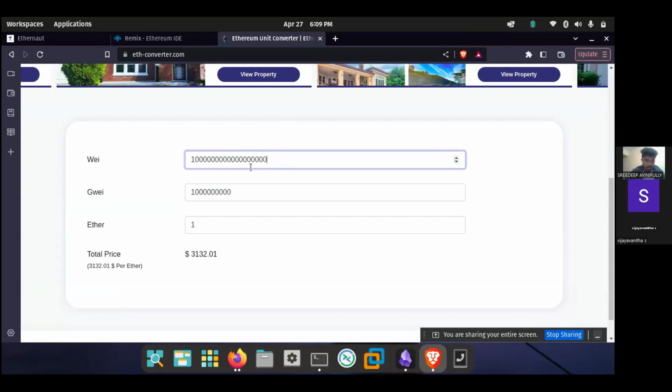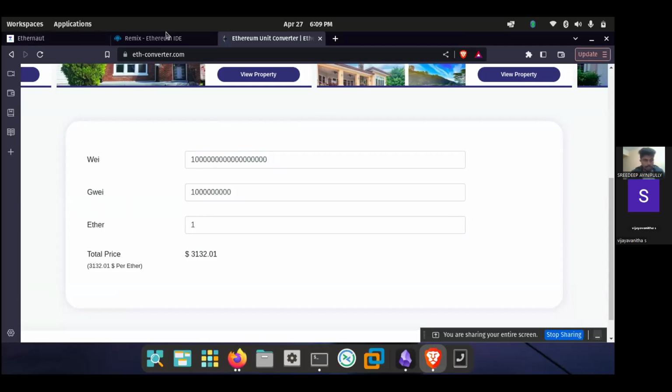Okay, so one ether is this. I hope this is understandable. Just assume that ether is the most, one dollar. Let's say dollar and cents. So that's the difference between ether and Wei and Gwei.